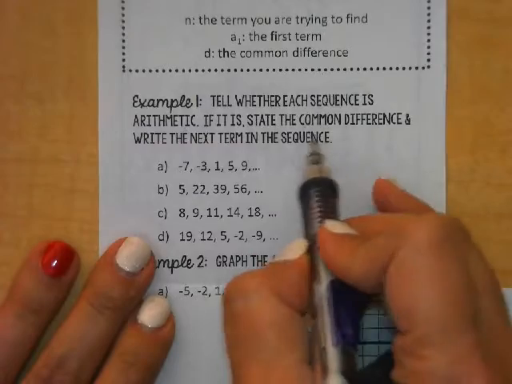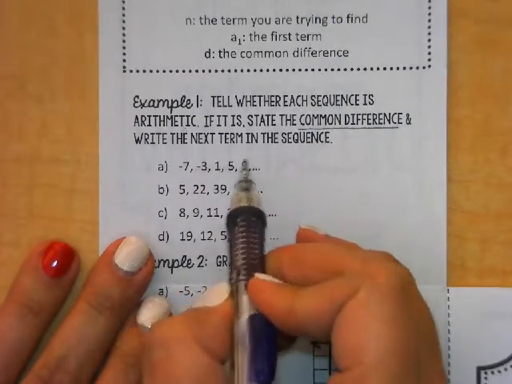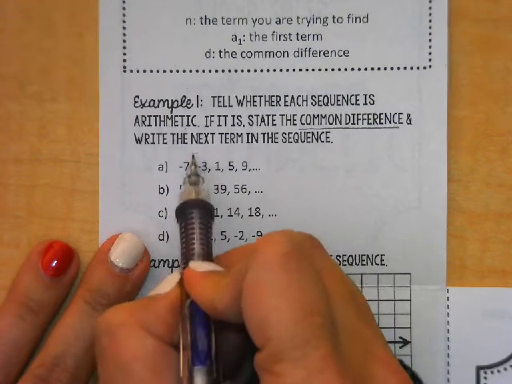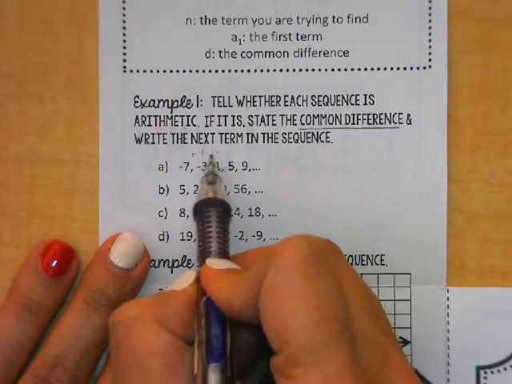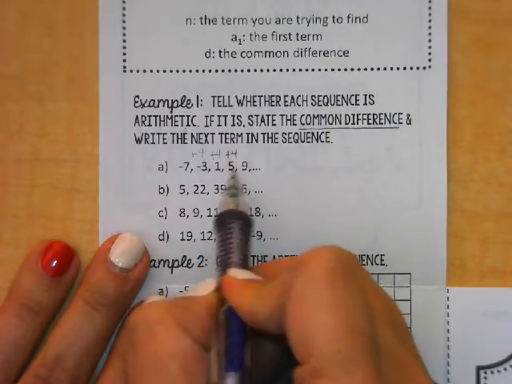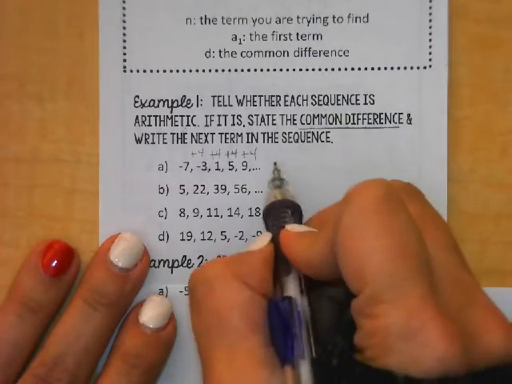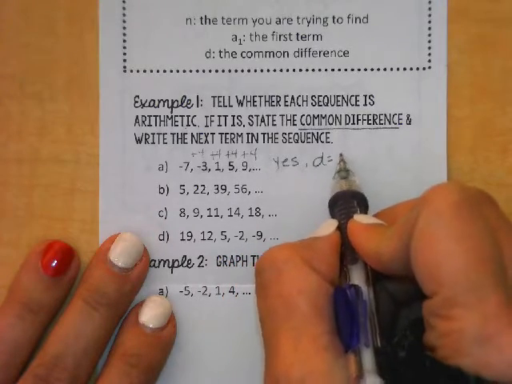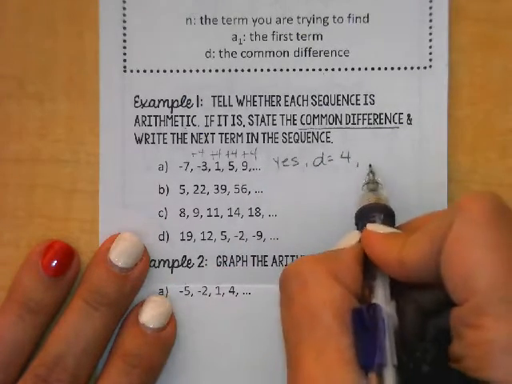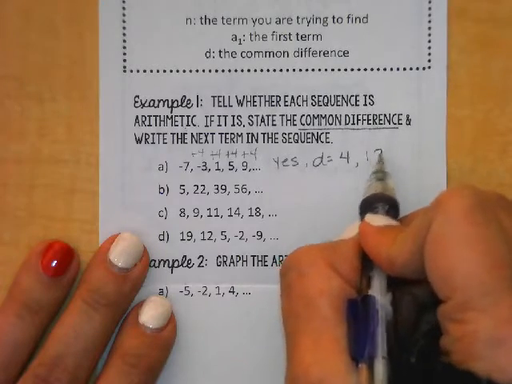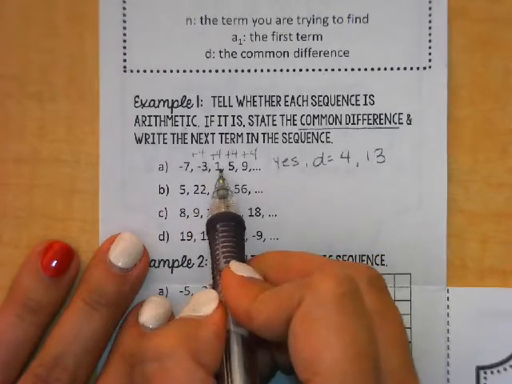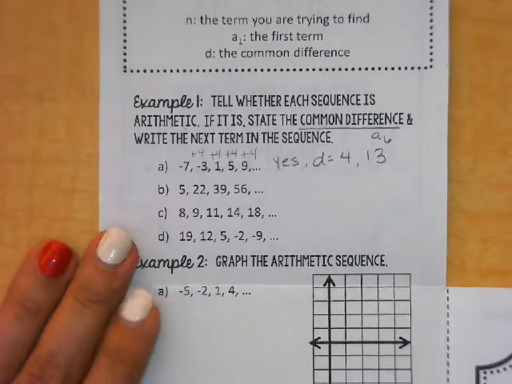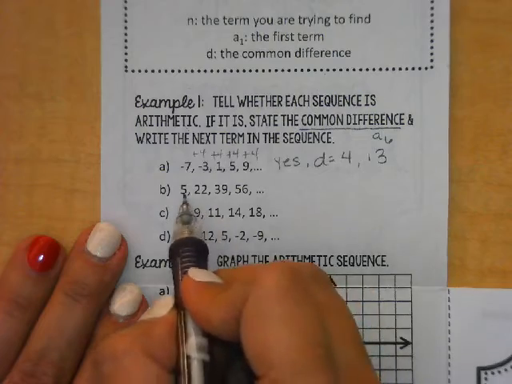So remember, if it has a common difference, then we're adding or subtracting the same value over and over and over. So -7 to -3 is what? +4, and -3 to 1, and 1 to 5, +4, +4. So is this arithmetic? Yes, it is arithmetic. What is our common difference? d equals what? 4. So if we continued this pattern, what would be the next term in our sequence? 13. Which would happen to be 1, 2, 3, 4, 5. This would be our a sub 6 if we wanted to give it a value, because it would be our 6th term.